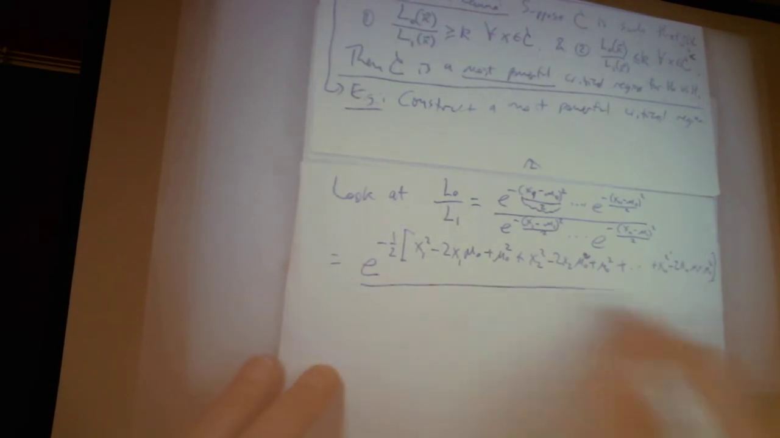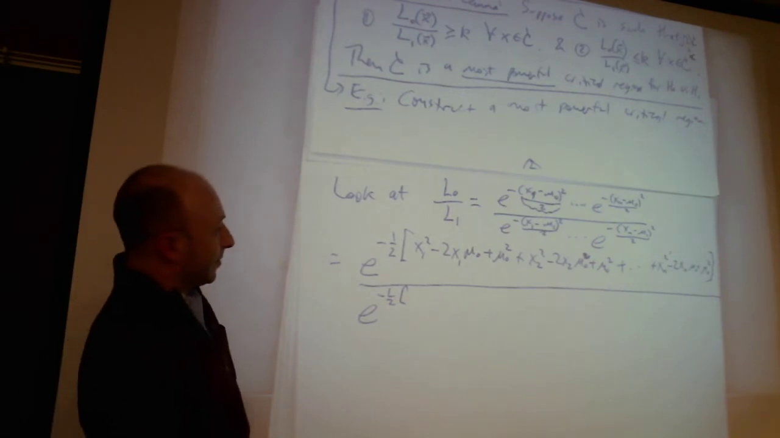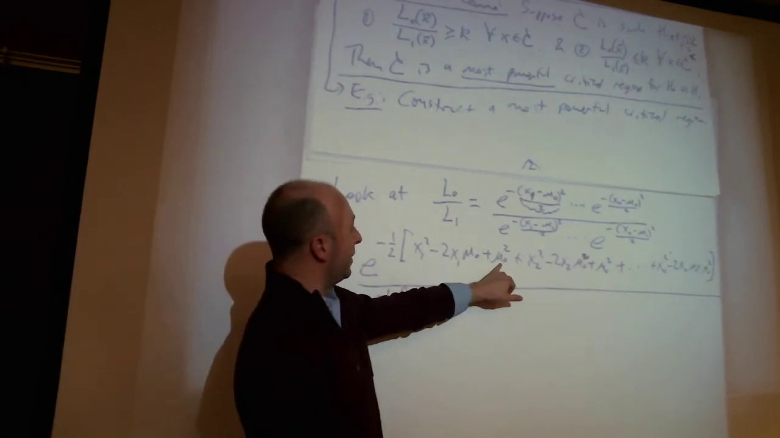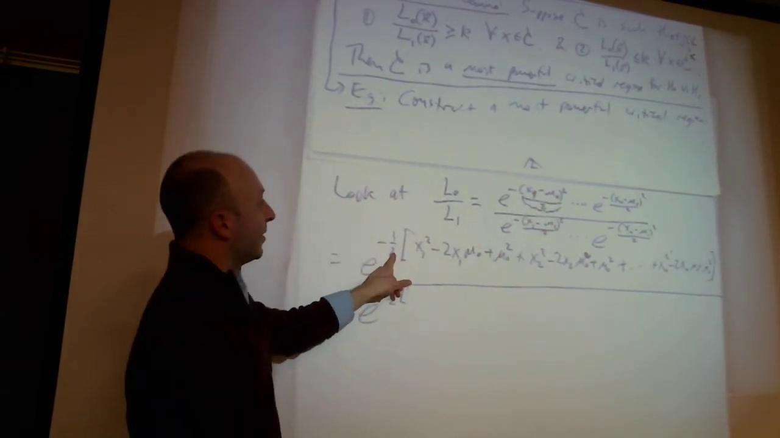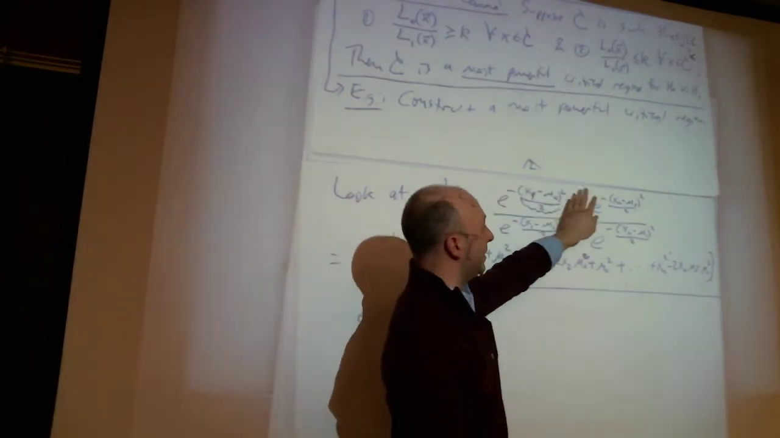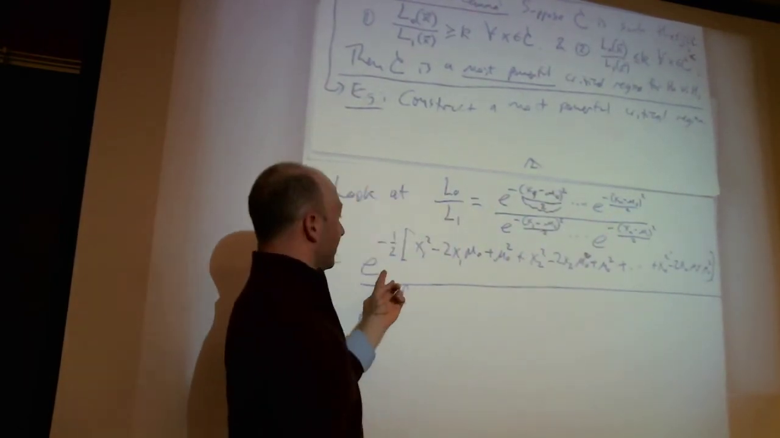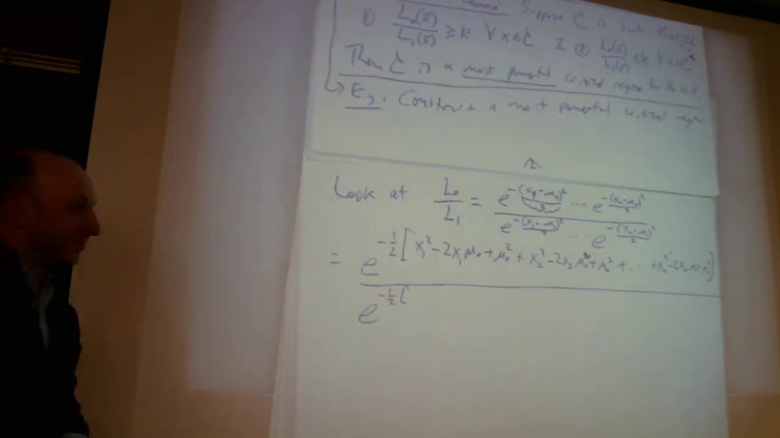Then there's a denominator. But before we get to the denominator, does everyone see that this is x1 minus mu0 quantity squared? I pulled the 1/2 all the way outside, I pulled the minus sign all the way outside. The product of e to the things is e to the sum of the things. So far so good? Yep. All right.